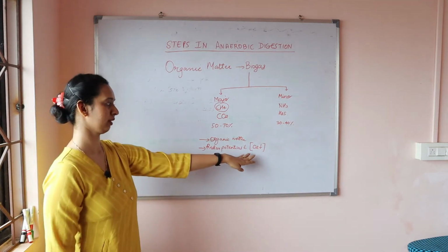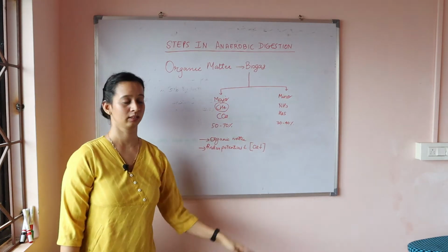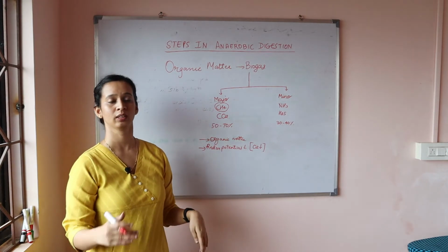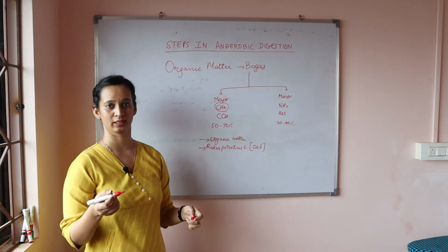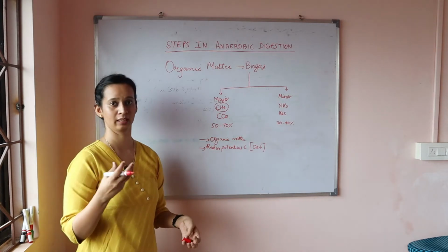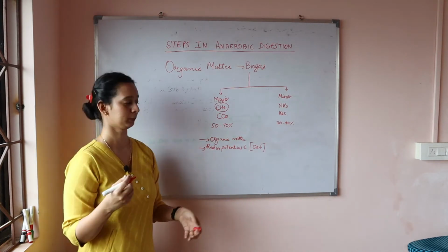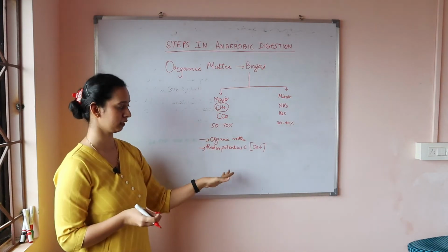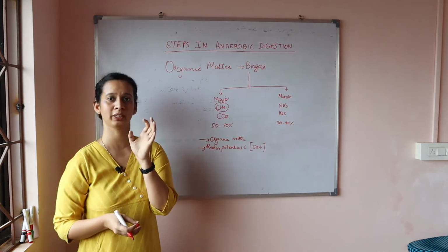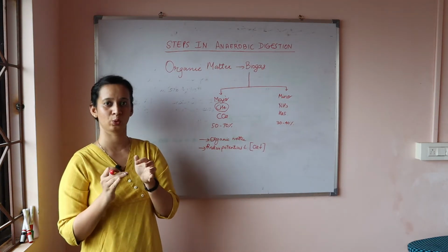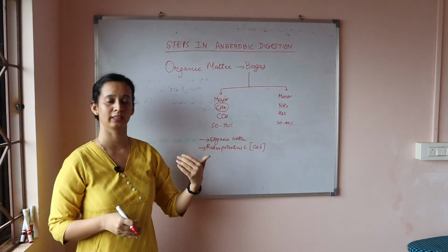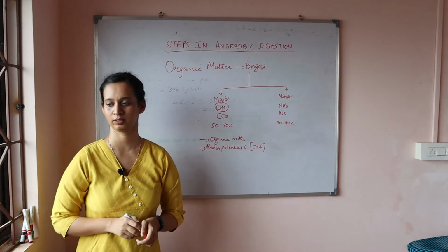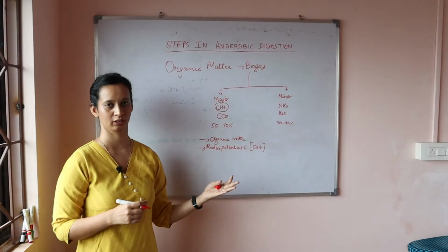If the oxygen levels are not low, then methane gas will not be produced, because in the steps of anaerobic digestion, the final step is methanogenesis, and the bacteria which are present cannot tolerate oxygen that much. So we require either absence of oxygen, or if oxygen is there, it should be in trace amounts. If the system is closed, automatically the oxygen will be utilized first, and then there would be anaerobic conditions. So this was all about the introduction part.